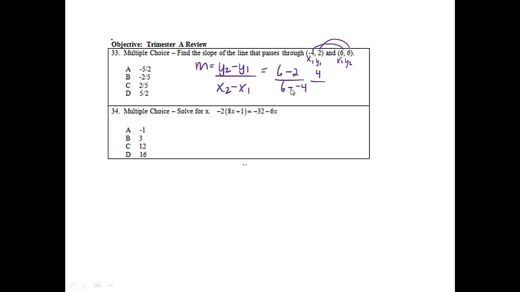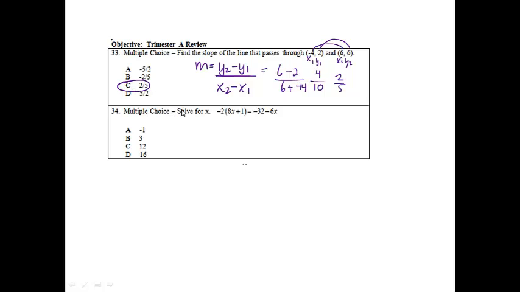On the bottom, I'll do leave, change, opposite. That will create 6 plus 4, which is 10. I notice none of those answers match. However, if I divide both of those by 2, I will get 2/5. So my answer will be C, 2/5.